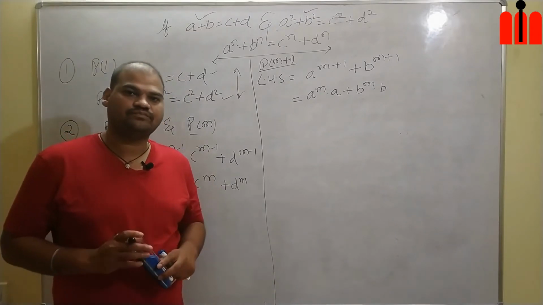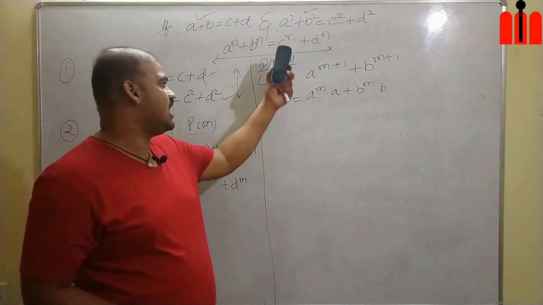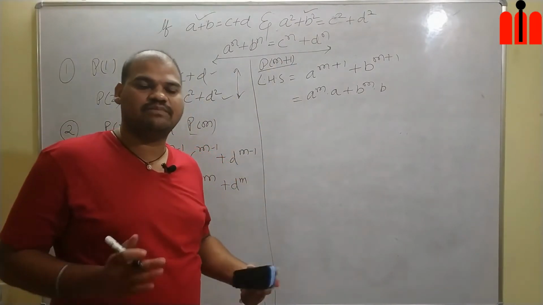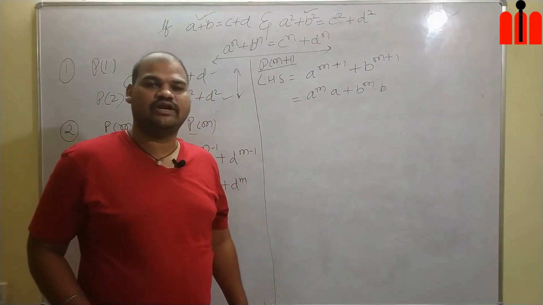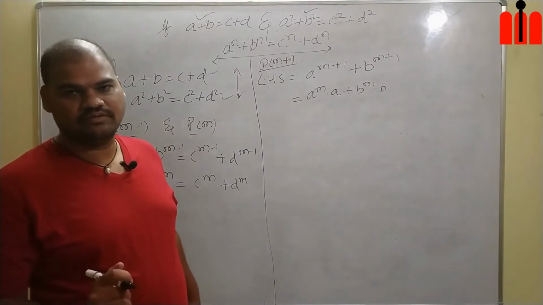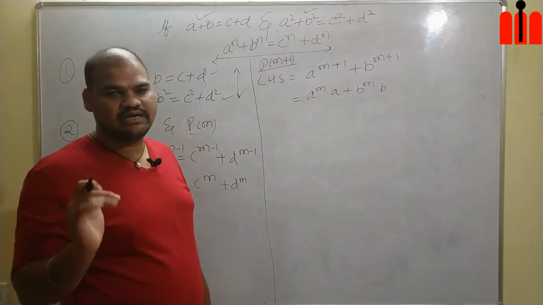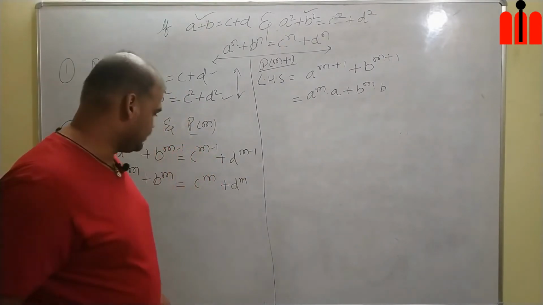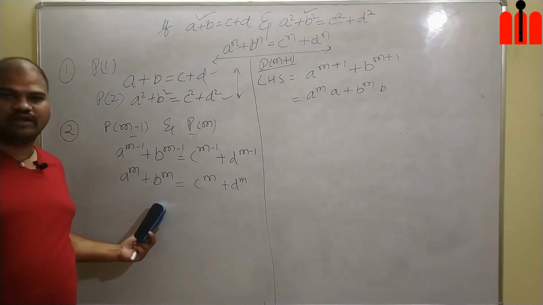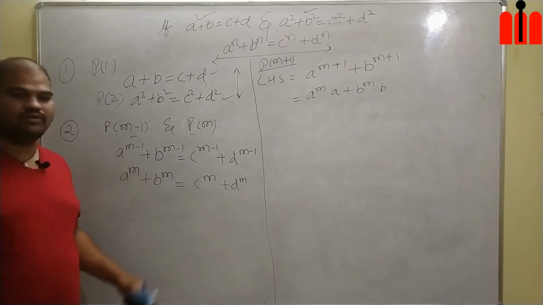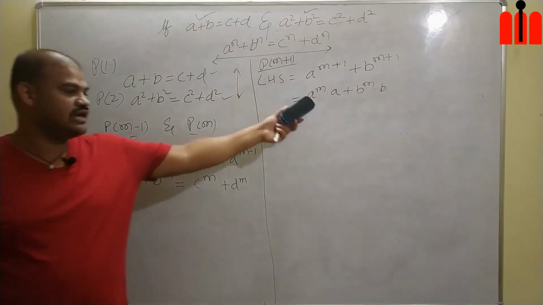Now from here, what should be our aim? Our aim should be to get the RHS as c to the power of m plus 1 plus d to the power of m plus 1. That means all a's and b's should be converted to c's and d's. Getting it? All a's and b's should be converted to c's and d's. How will I convert it? I can see here I have a to the power of m, b to the power of m, and a to the power of m minus 1 and b to the power of m minus 1. I have to use these two expressions to get it.